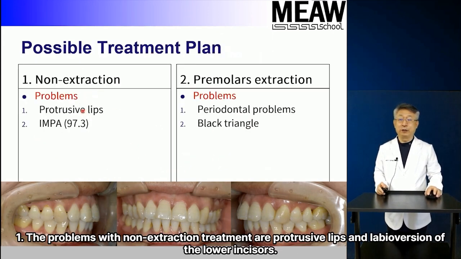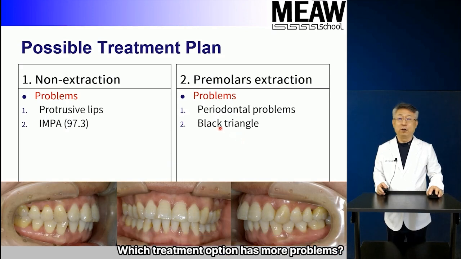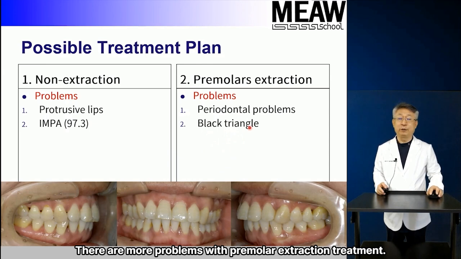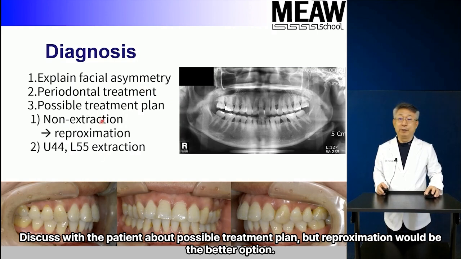1. The problems with non-extraction treatment are protrusive lips and labioversion of the lower incisors. 2. The problem with premolar extraction treatment is deterioration of periodontal problems and black triangle. Which treatment option has more problems? There are more problems with premolar extraction treatment. During diagnosis, explain to the patient about facial asymmetry and lip canting, and periodontal treatment should be proceeded. Discuss with the patient about possible treatment plan, but reproximation would be the better option.